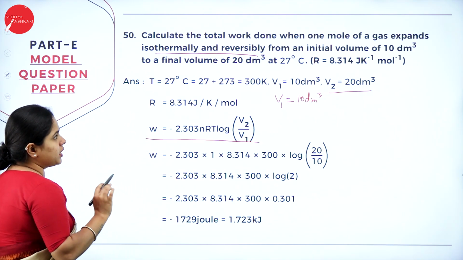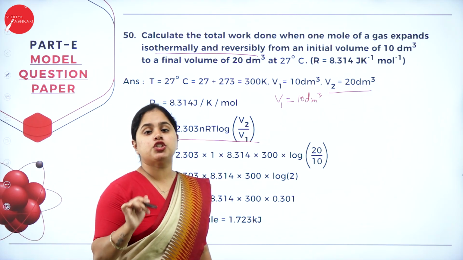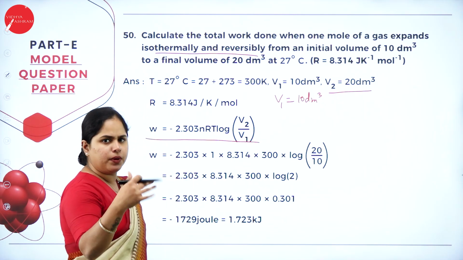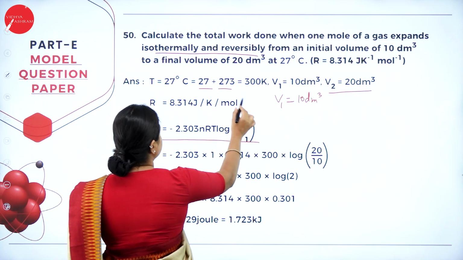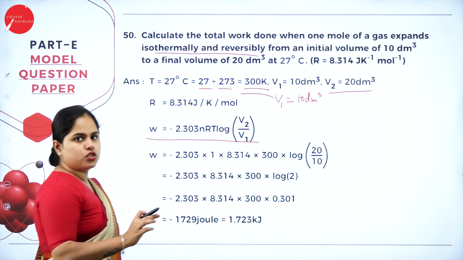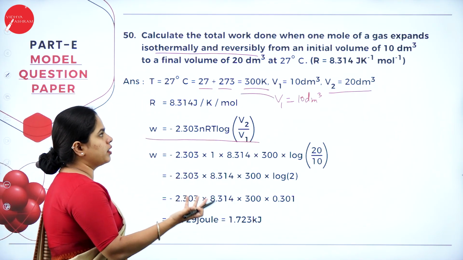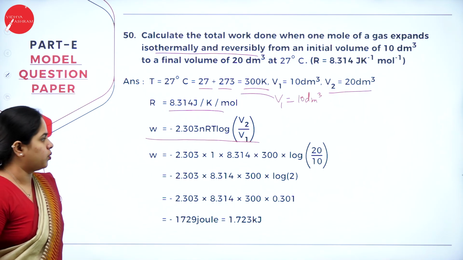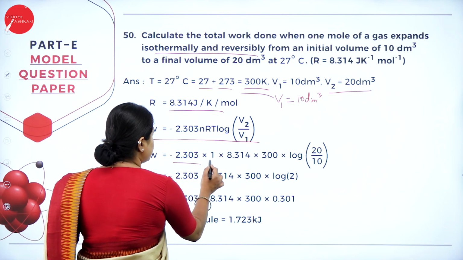Temperature is also given, but it is given in degrees Celsius, which you have to convert into Kelvin because Kelvin is SI. So how do you convert it? Plus 273. So 27 plus 273 will give you 300 Kelvin. So temperature is also given. R value is already given in the question. So now you just have to substitute in this equation. So you will get minus 2.303 into n.